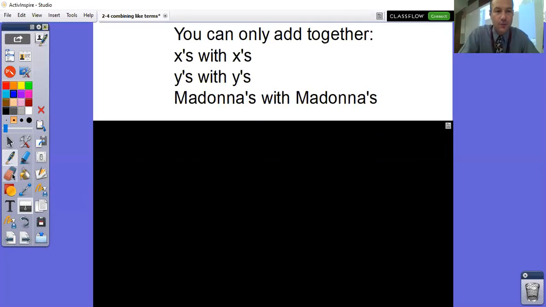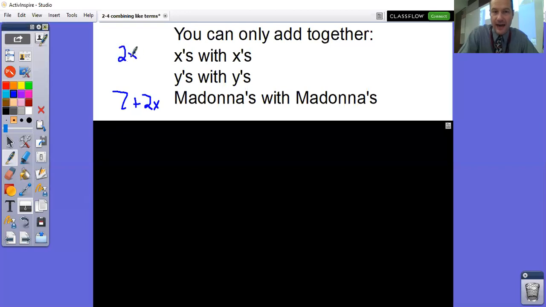Madonnas with Madonnas would be like adding together a 7 and a 2. We can add together a 7 and a 2. That's a Madonna and a Madonna. But you can't add together a 7 and a 2X. They don't have the same last name. We can't add together 7 and 2X to be 9X. It doesn't work that way. You can only add together things that have the same last name.